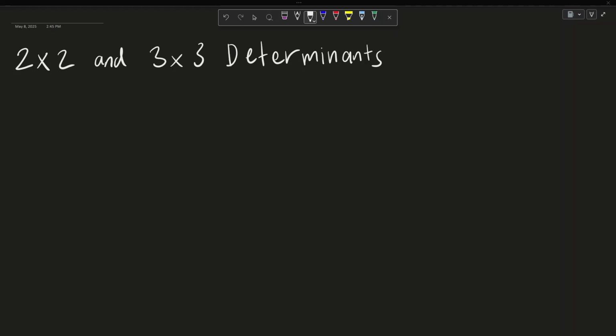In this episode of the Linear Algebra series, we will be going over 2 by 2 and 3 by 3 determinants. So first we'll start with 2 by 2 determinants, a shortcut for them, and then we'll go over Sarrus Rule for 3 by 3 determinants.